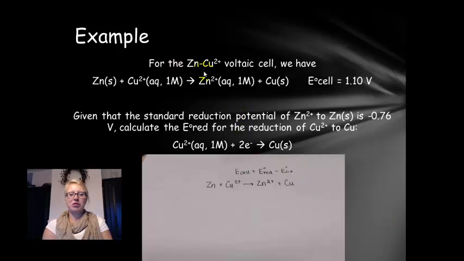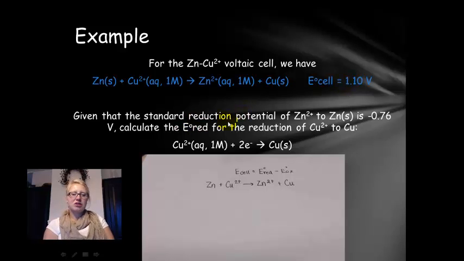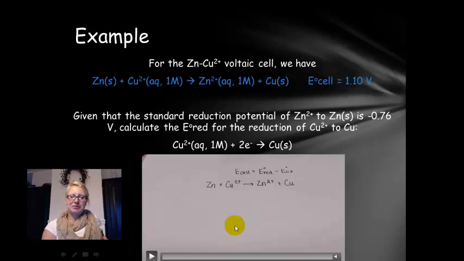So here's an example of calculation of a cell potential. For the zinc-copper voltaic cell, we have the following reaction: zinc plus copper ions goes to zinc ions plus copper. E cell is 1.10 volts. Given that the standard reduction potential of zinc ions to zinc is negative 0.76 volts, calculate the standard reduction potential for the reduction of copper ions to copper. And then we're given the formula for that reaction.